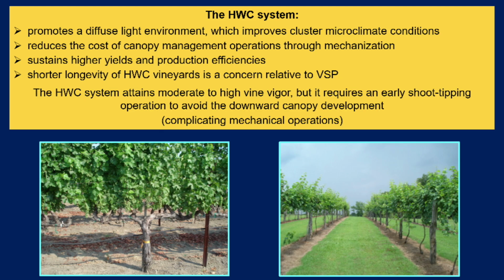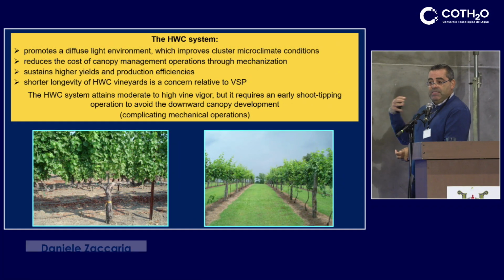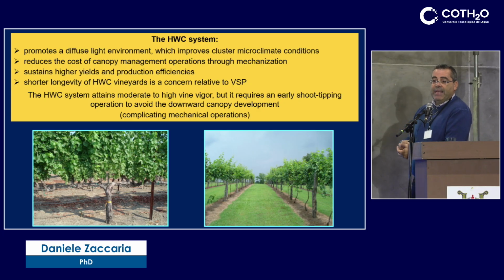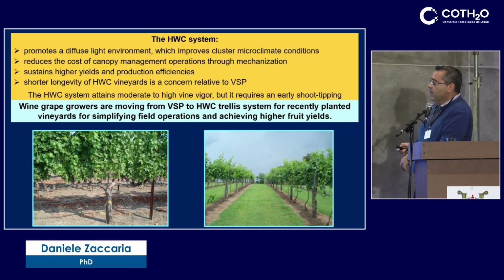There's a concern by a number of growers about the longevity of these trellises. If you are doing a lot of mechanization, a lot of mechanical pruning, there is concern that this trellis will not last as long as the VSP, but this is still to be debated, because there might be some viruses and spread of disease because of the high mechanization. Anyway, a lot of growers, even in California, are moving from VSP, the short trellis, to the high wire cordon for simplifying the operation.